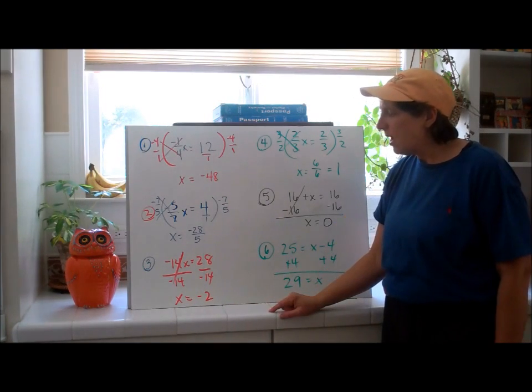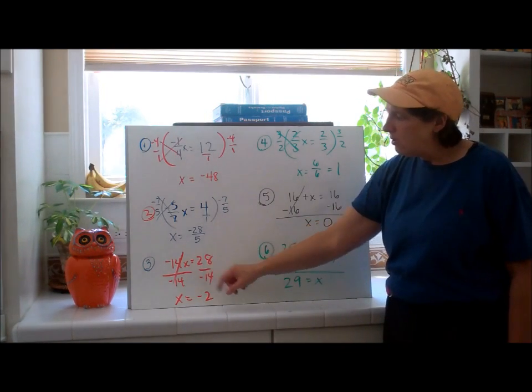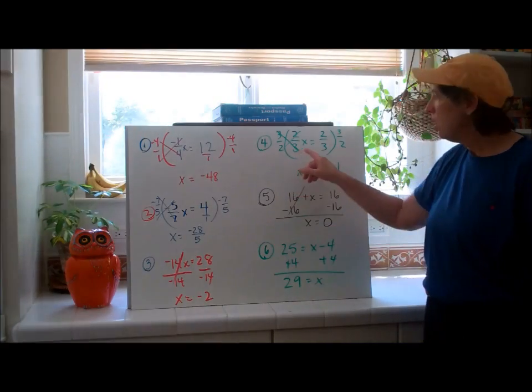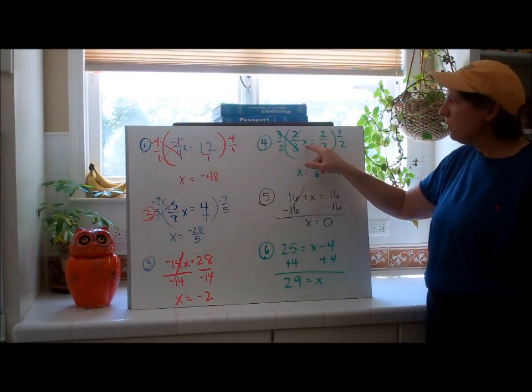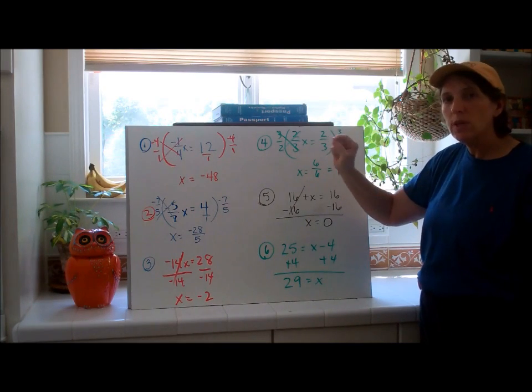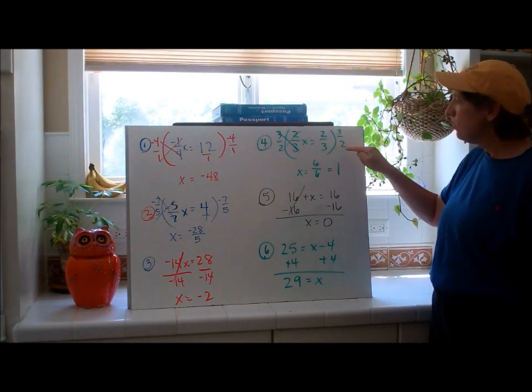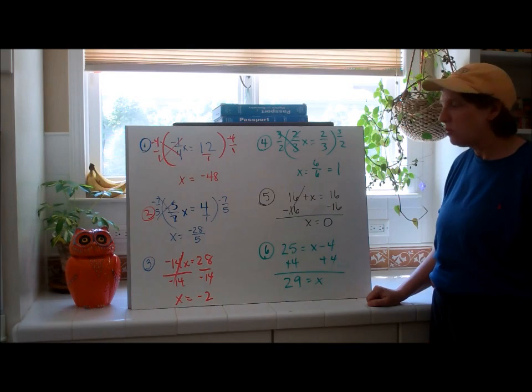Number 3, you should have gotten x equals negative 2. The inverse operation was division. Number 4, we multiply. We have 2/3 as our coefficient of x. We take the reciprocal, which is 3/2. 2 times 3 and 3 times 2 is 6 over 6, which equals 1.